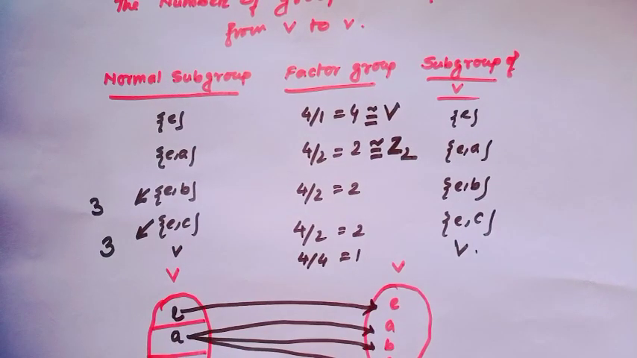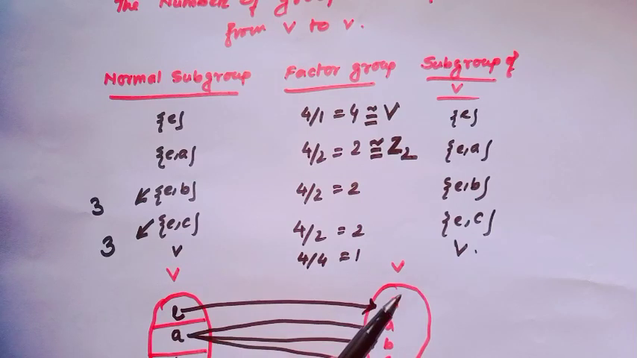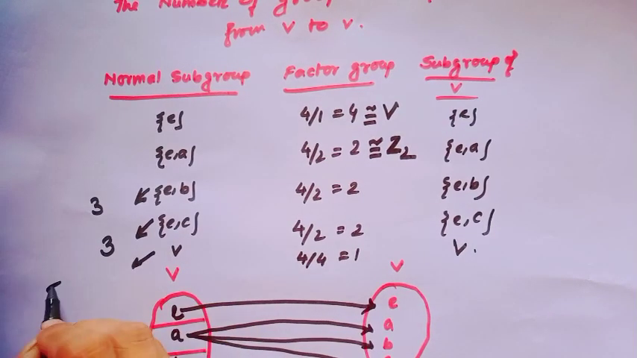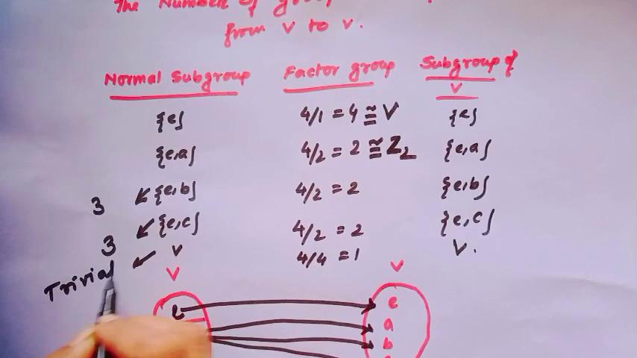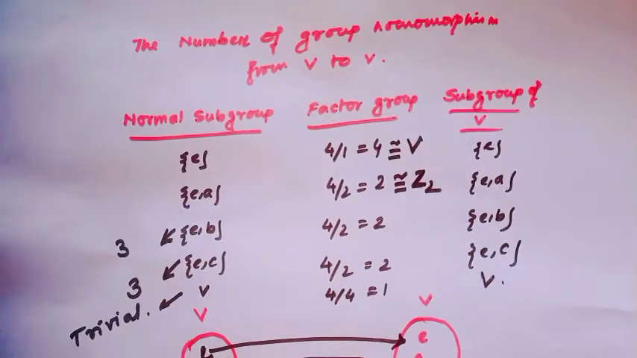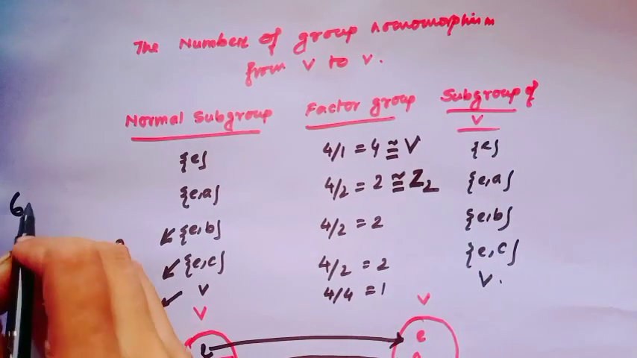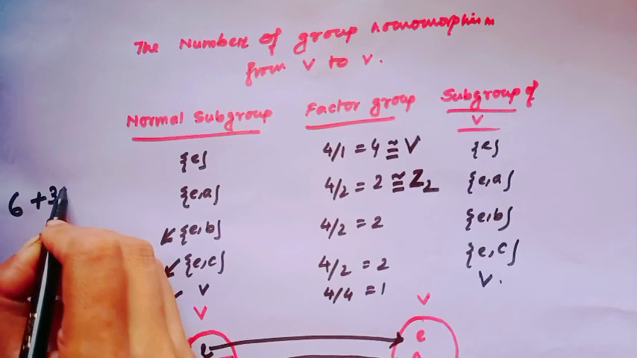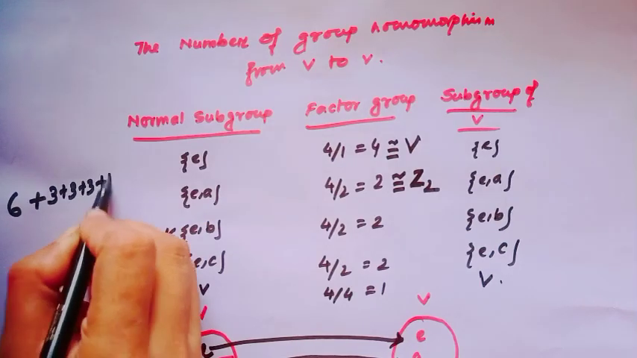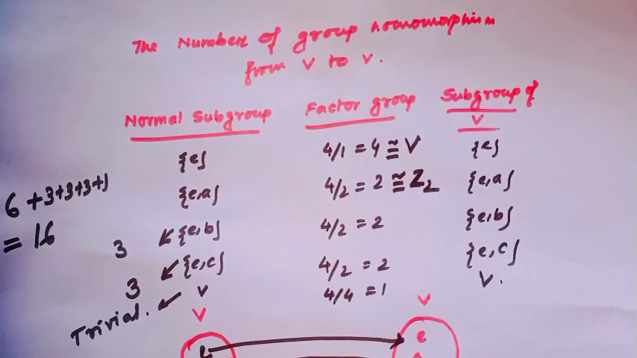Okay? And for the normal subgroup, the whole Klein 4 group, the order of the factor group would be 1, and this is just the trivial homomorphism. We all know it. All the elements map to identity. So the whole number of homomorphisms would be 6 plus 3 plus 3 plus 3 plus 1, and this is equal to 16. Are you getting?